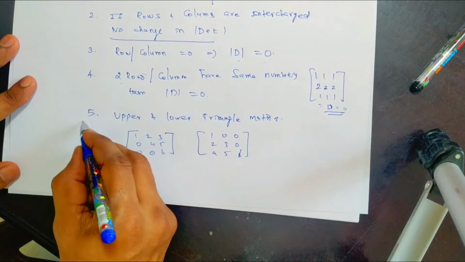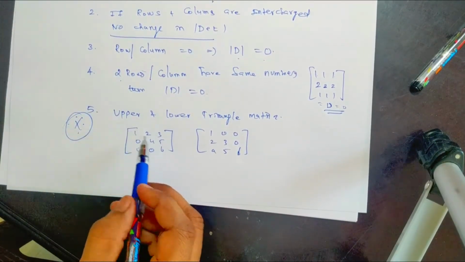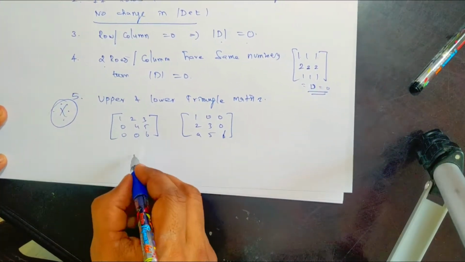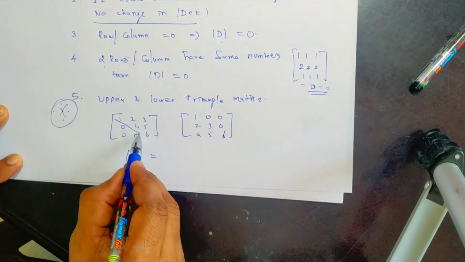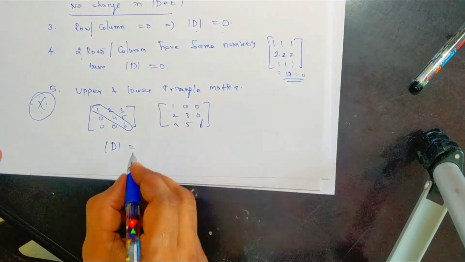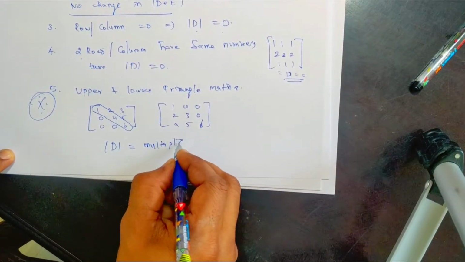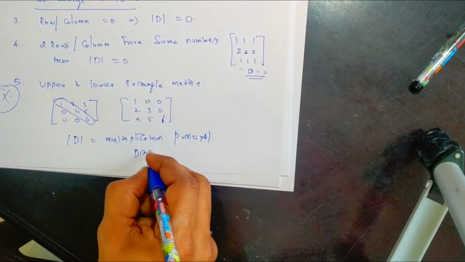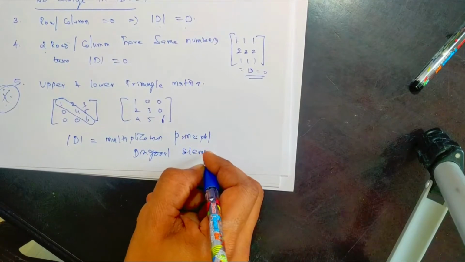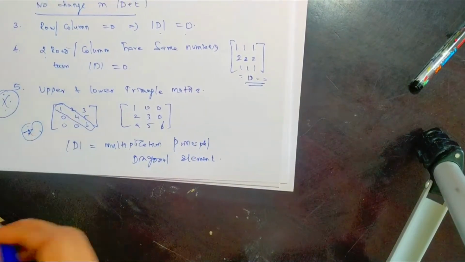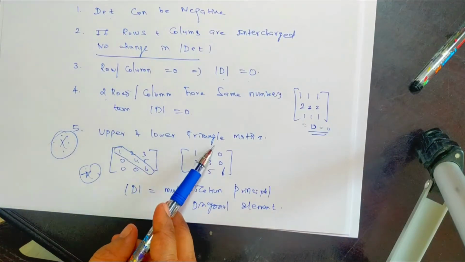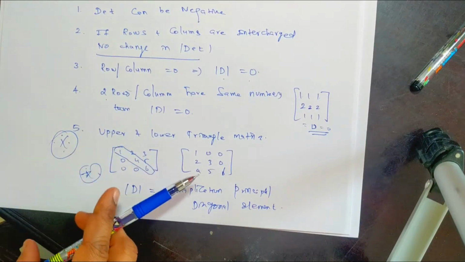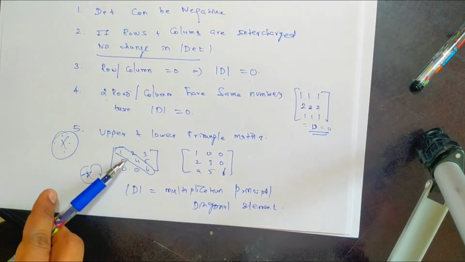And another important property, if it is a lower triangle or upper triangle matrix, then the determinant value is equal to the multiplication of the principal diagonal elements. This is one of the important properties, and I saw some of the GATE problems related to this particular property. So when the matrix is upper triangle or lower triangle, then the determinant is nothing but multiplication of the principal diagonal.